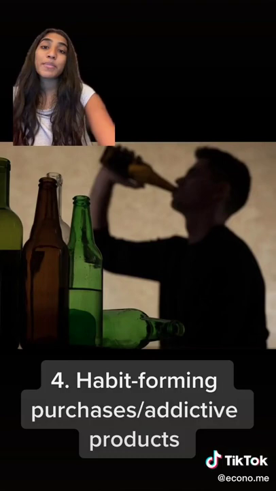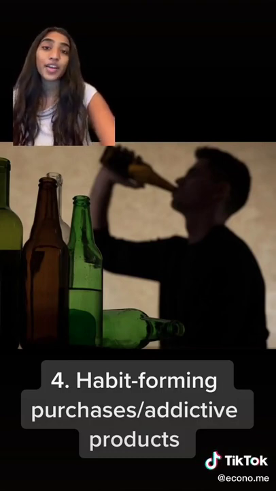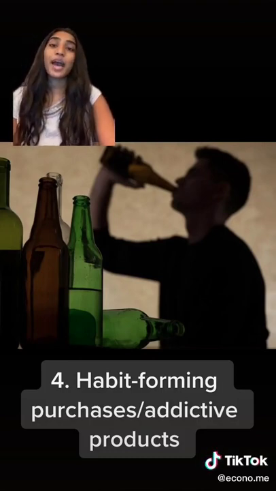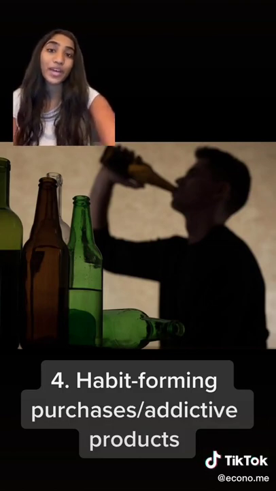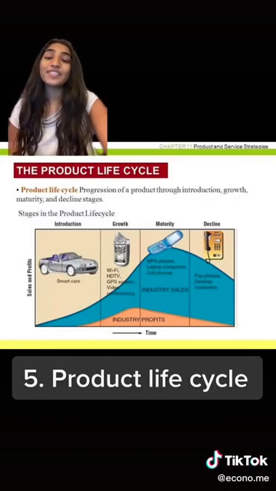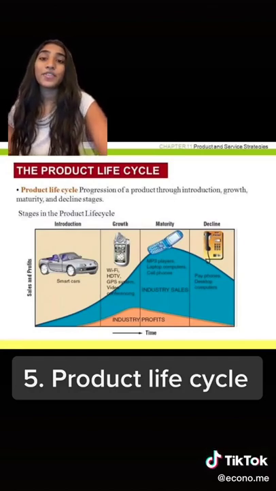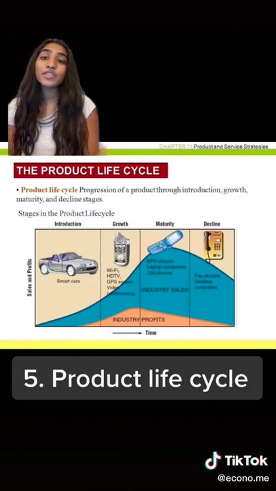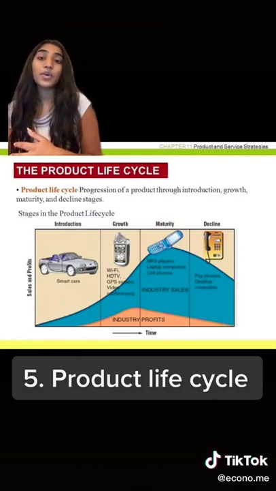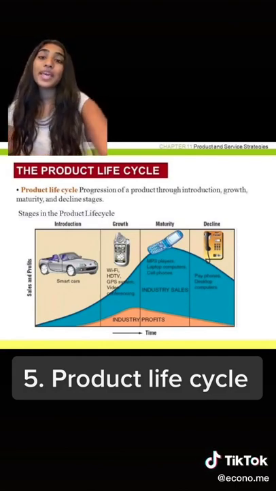Of course, there's also habit-forming purchases and addictive products. Things like alcohol and tobacco tend to be pretty inelastic because consumers will likely purchase them no matter what. Finally, there's the product life cycle. Newer products tend to have fewer substitutes, so they become pretty inelastic. When the product reaches the later stages of its life cycle, then there are more alternatives, making it elastic.